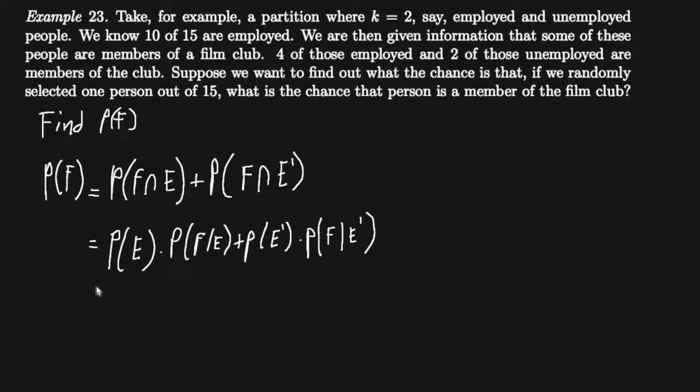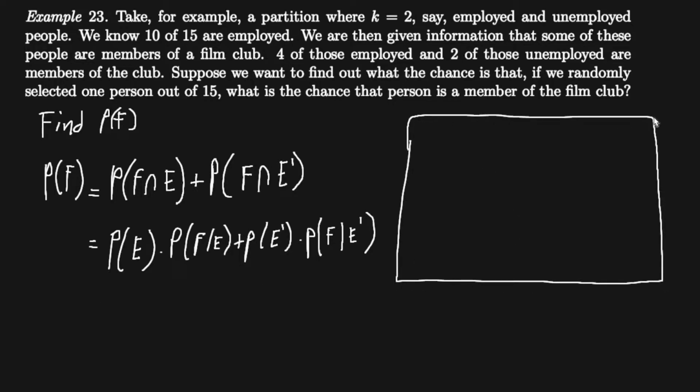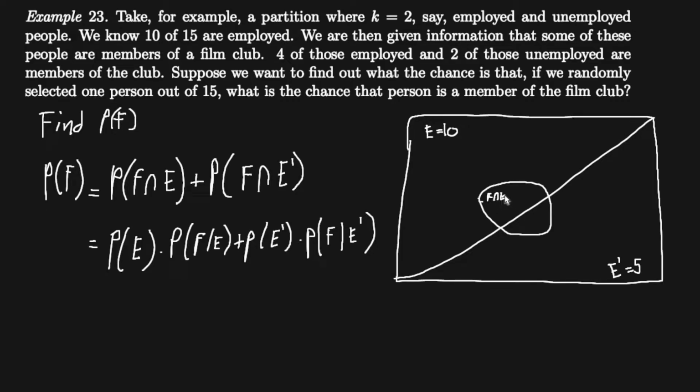Now we can draw a little diagram on the right side, where the top half is E is equal to 10 because 10 out of 15 are employed. So E complement, which is unemployed, is 5. And in the middle, we have F and E is equal to 4. Those are part of the people in the film club. And the 2 are unemployed. So in total, there's 6 people in the film club.